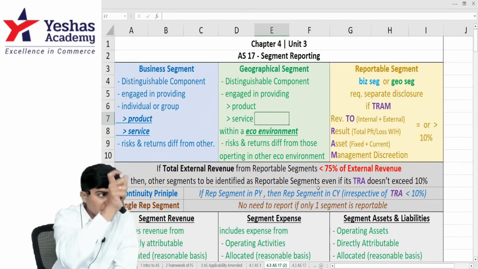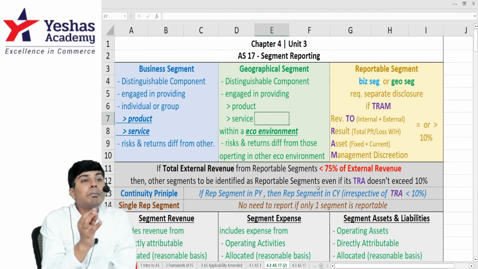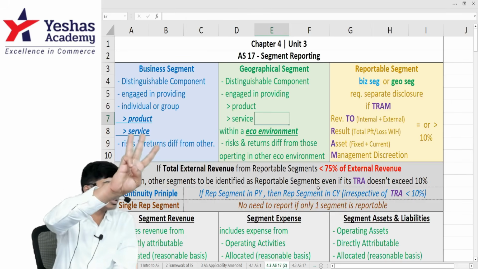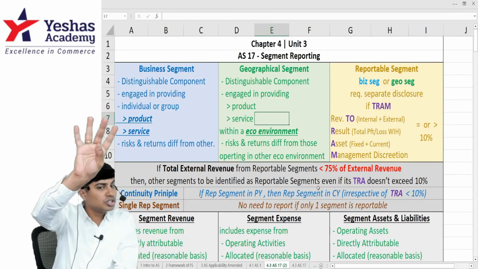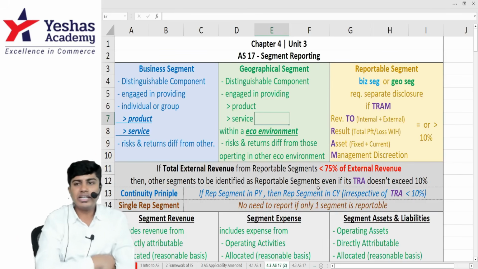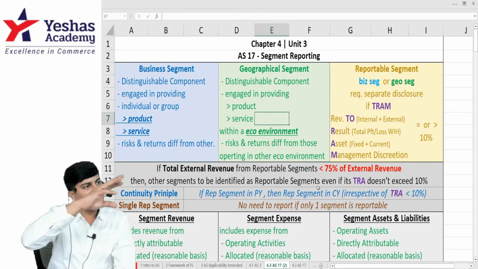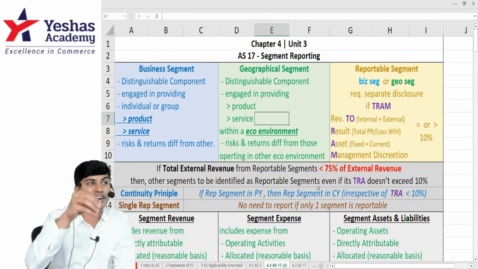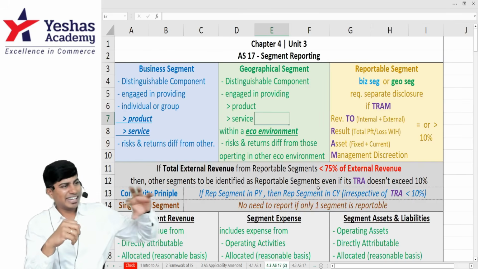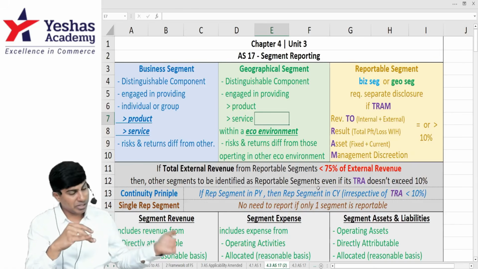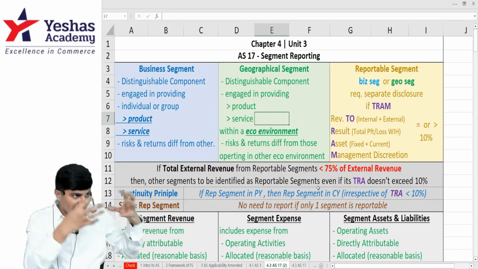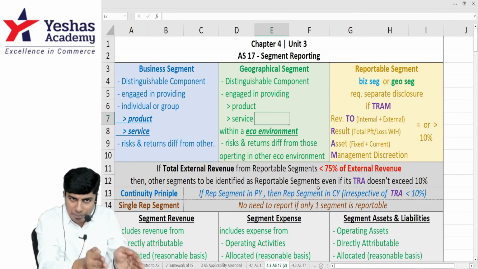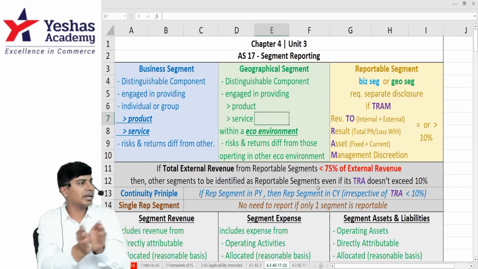That segment, for which we open a separate column, is called a reportable segment. What is the new word that I just taught you? I taught you three words. One, business segment. Two, geographical segment. Three, you tell me. What is business segment? Divided based on the product. What is geographical segment? Divided based on the geographical location. What is reportable segment? It can be a business segment or a geographical segment which is identified, and we show the revenue, expense, profit, asset, liability from that segment as a separate line.